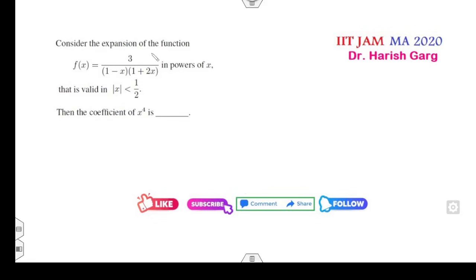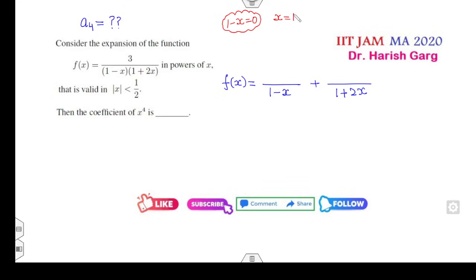Okay, consider the expansion. Find the coefficient of x raised to power 4. Your target is to find the a4. Very simple. Firstly, write in terms of the partial fraction, 1 minus x, 1 plus 2x. How can you write 1 minus x? You can substitute. Shortcut tricks I already gave you related to the partial fractions. Substitute 1 minus x equal to 0, x will be 1. Substitute x equal to 1 in the given f(x), except the 1 minus x.